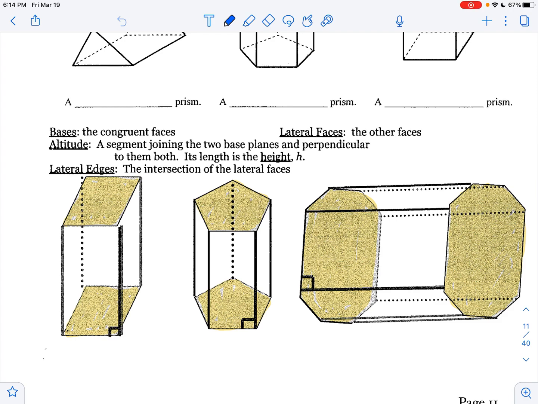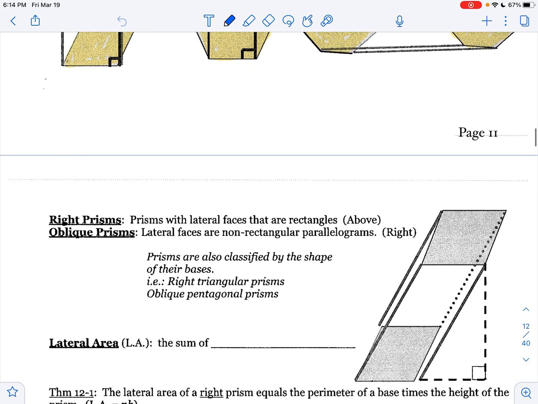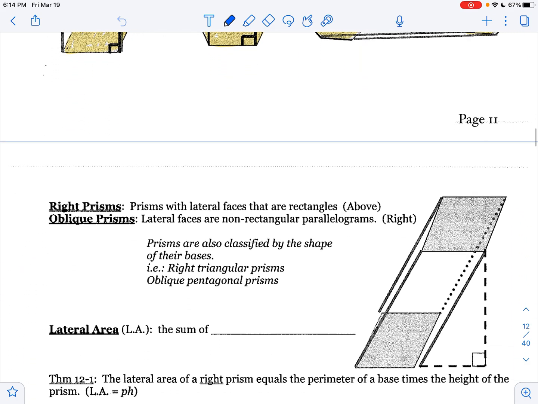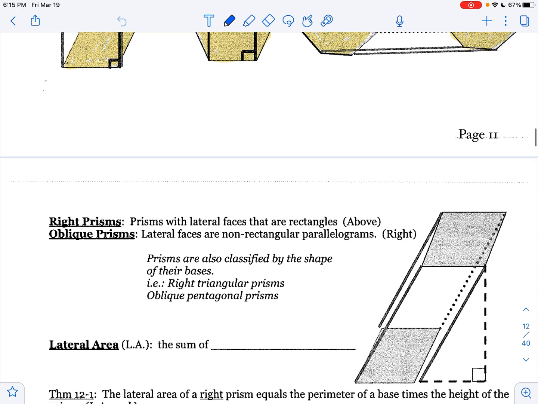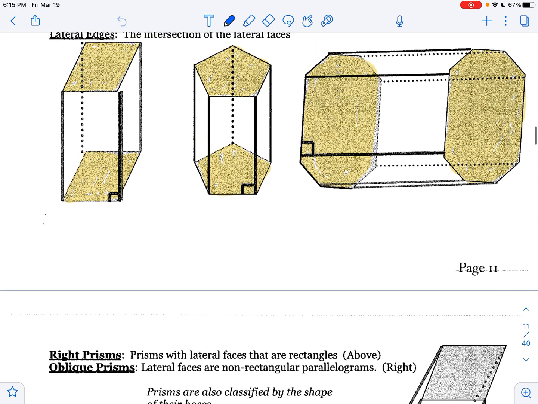We took a look at labeling prisms in the previous video and how to name prisms. In this next section, we're going to talk about how to calculate three main things: lateral area, total area, and then volume of prisms. We are, in this course, mainly focused on right prisms. A right prism is a prism in which the lateral faces are rectangles.